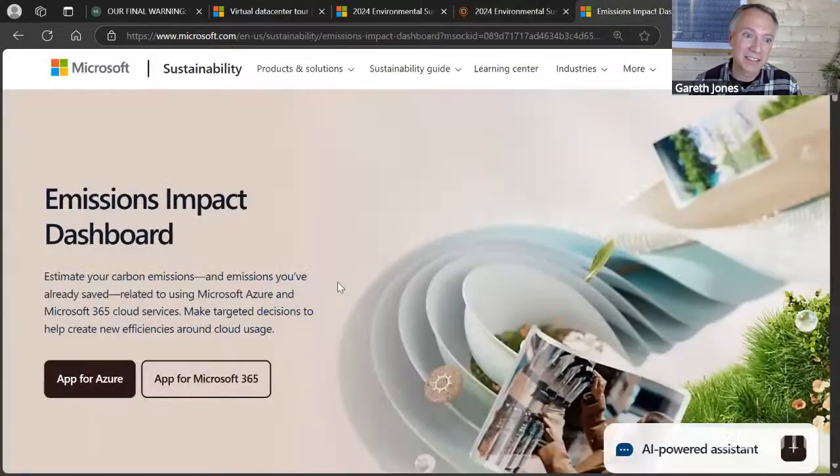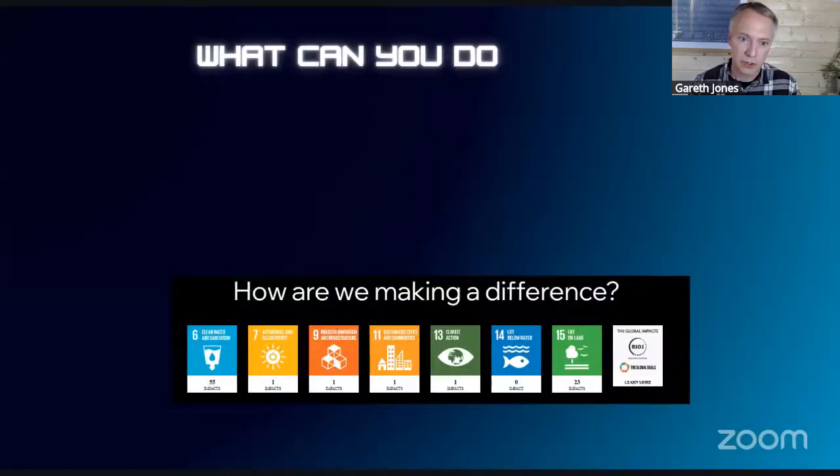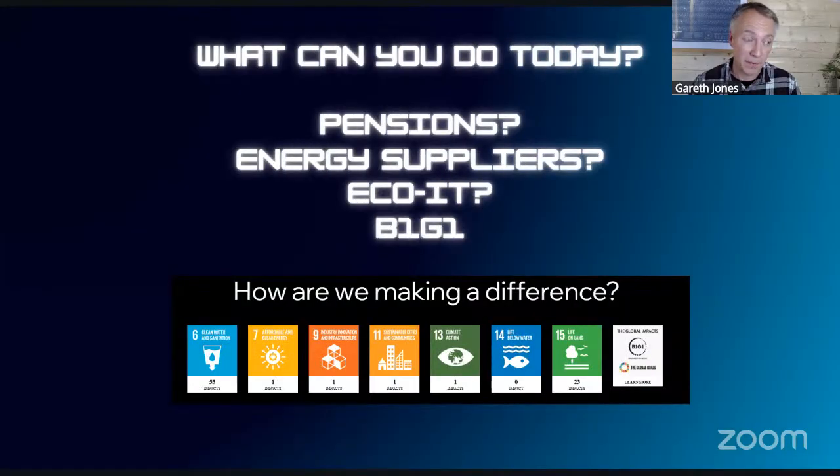Now, there is this nice tool which Microsoft provide. And we sort of just go back to the presentation quickly, kind of thinking about what can you do today? And I've often reflected on this in my life, and I'm pretty sure that if everyone was to change their pension and energy supplier overnight worldwide, we would create huge market disruption, and the world would change overnight. But the reality is that isn't going to happen, or maybe it will, who knows?